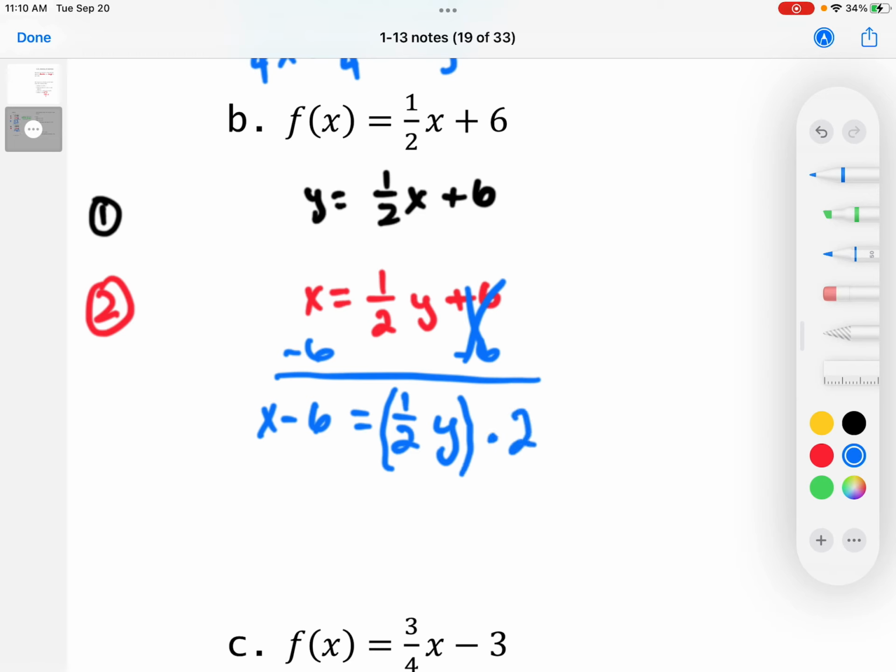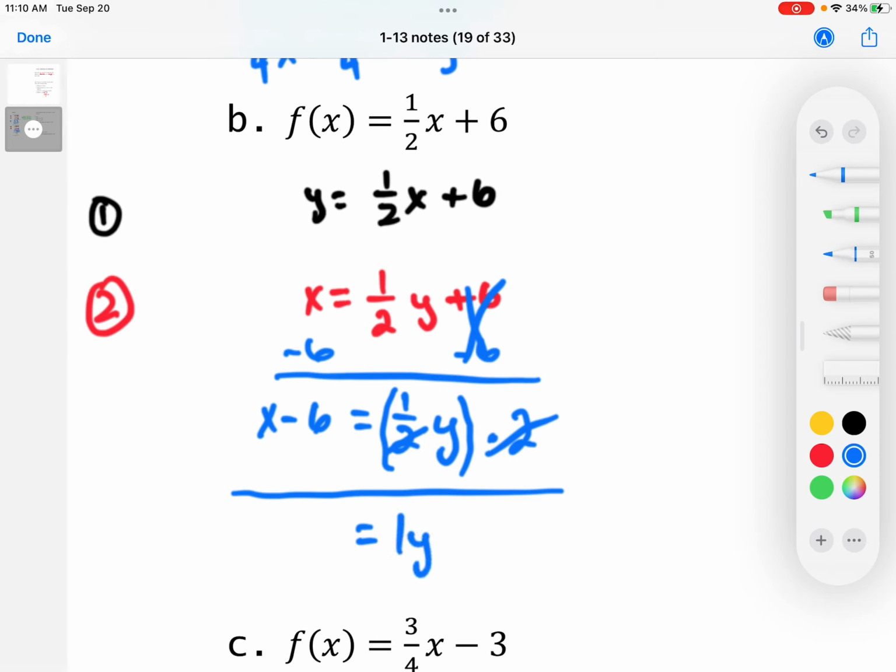Okay, this works because a fraction is just a way of writing division, right? So what's happening is right here, you're dividing by 2 and multiplying times 2 at the same time, and those two things undo each other. Okay, those two things are inverse operations. So all we're left with on the right side of the equal sign is 1y.